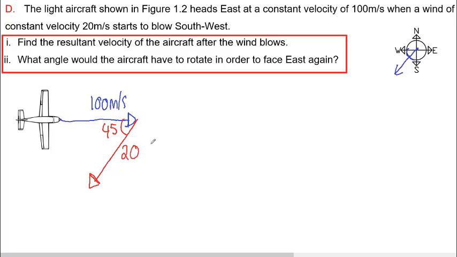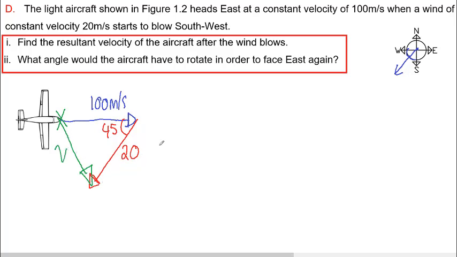So the resultant velocity is going to be like this, in this direction. So basically the plane was heading this way, the wind came and pushed it, so it starts heading that way. The resultant velocity is always from the beginning to the last one you did. Remember, like this, and then it's like this. So we call this V.